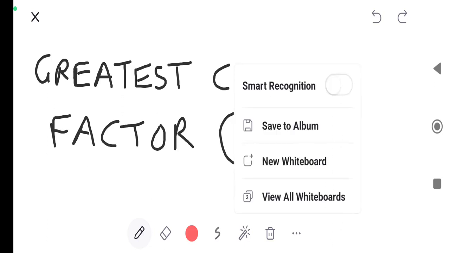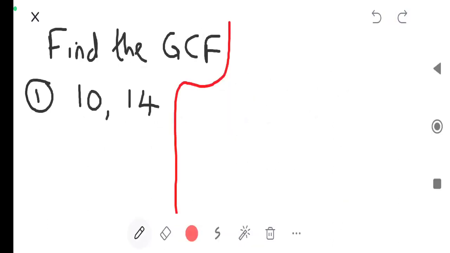Let's look at the first question. We are told to find the GCF of 10 and 14. If you are using mental math, think of the biggest number that can divide both 10 and 14. The biggest number that can divide both 10 and 14 is 2. So you write GCF equals 2. No number bigger than 2 can divide 10 and 14.